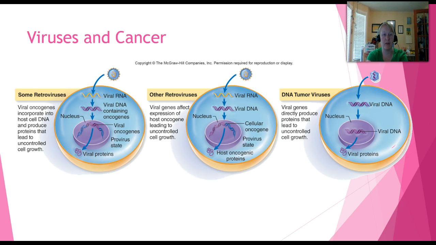We have some of the retroviruses, where the oncogenes incorporate into the DNA and produce the proteins that lead to uncontrolled cell growth. And then we have other ones where the viral genes affect the expression of oncogenes within the cell for uncontrolled growth. So we have one where they make proteins that lead to uncontrolled growth. We have some where they change the way the proteins actually work within the cell. And then we also have viral genes which directly regulate the way the cell works and cause it to have uncontrolled growth. So all of these are ways in which tumors are produced within the cell.